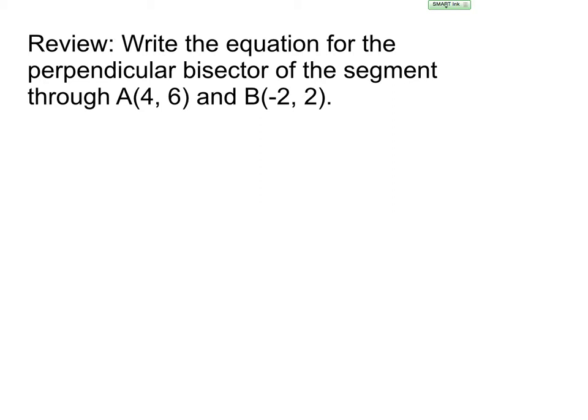Add together and divide by 2. 1, 4. How did we write the equation of the line from that? What form did we use? Probably point slope.